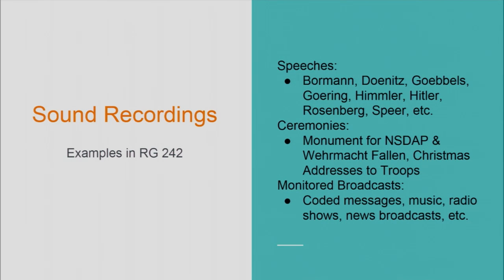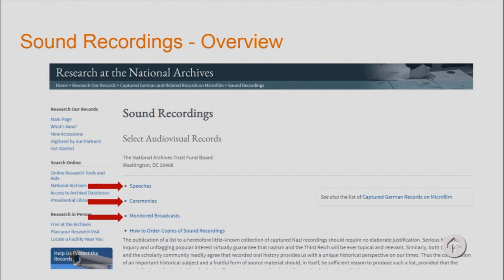So, beyond the textual records, there are records in a lot of other media: sound, motion pictures, maps, cartographic, still pictures. So let's take a look just at a few of those. Again, by no means exhaustive, but some examples here. The sound recordings, if you look at the website, there's a list of the recordings that are available. They're divided into 3 categories: speeches, ceremonies, and monitored broadcasts, which would be intercepted broadcasts, things that the Nazis overheard, coded messages, some of it radio broadcasts and things like that that were intercepted by the Nazis.